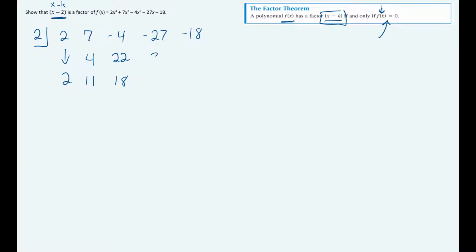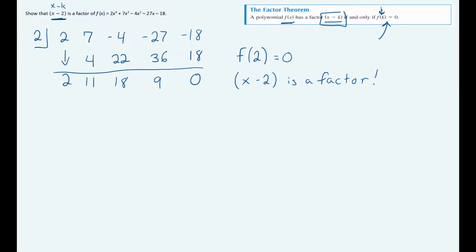2 times 18, 36. Negative 27 plus 36. This is looking good. 2 times 9, positive 18. Remainder 0. That tells us two things. It tells us that f of 2 is equal to 0. And by the Factor Theorem, that means x minus 2 is a factor. Sweet. So we have shown that x minus 2 is indeed a factor of that long polynomial. Great, so we answered the problem. We showed that x minus 2 is a factor.